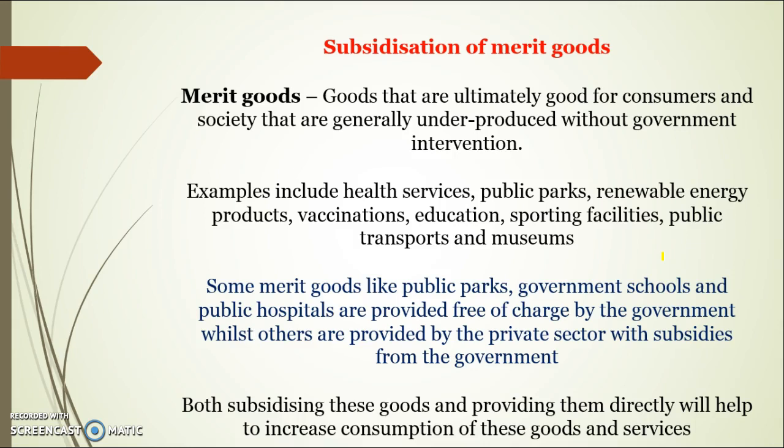So merit goods are goods that are ultimately good for consumers and that are generally under-allocated within society. That includes things like health services, public parks, renewable energy, vaccinations, education, public transport. All of these things would be under-allocated in a free market because they can't generate enough profit from these products, or people might not be willing to pay the price that they would be charged. So some merit goods like public parks, schools or hospitals are provided by the government free of charge, while others are subsidised to try and allocate more resources to these areas. Both subsidising these goods and providing them will help to increase consumption.